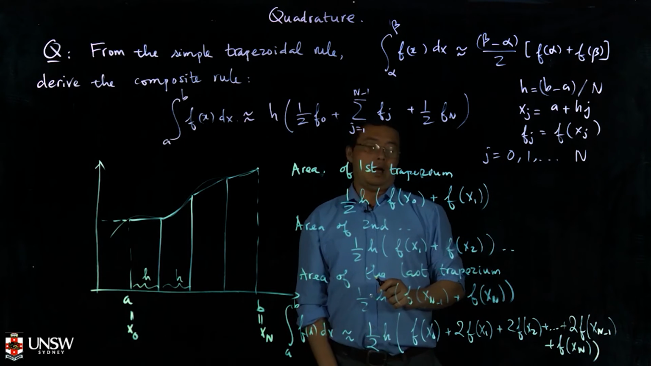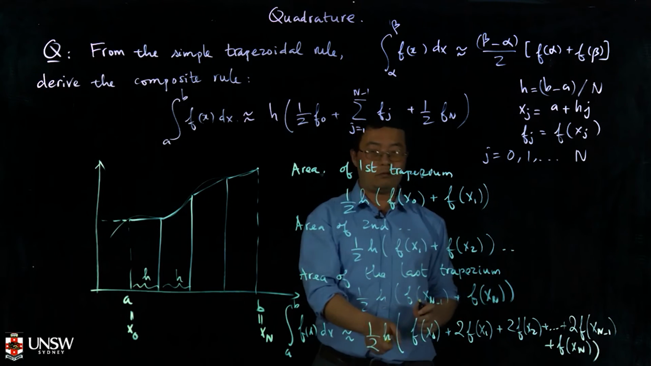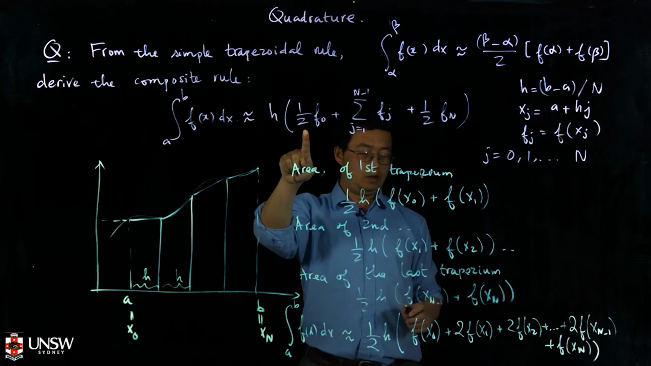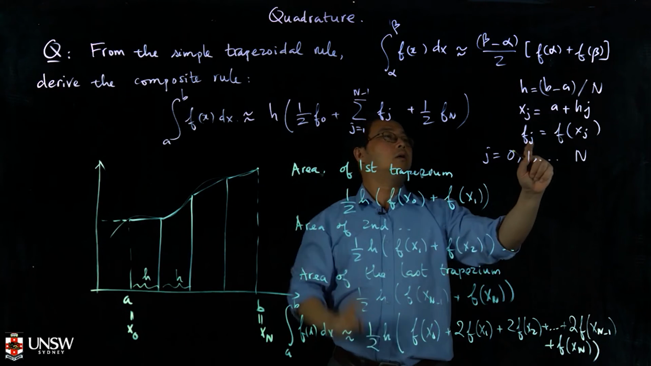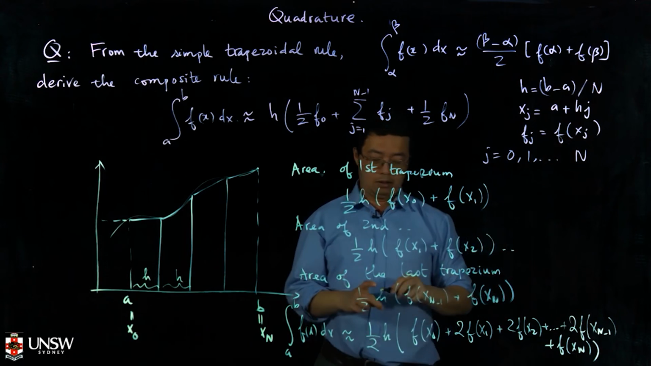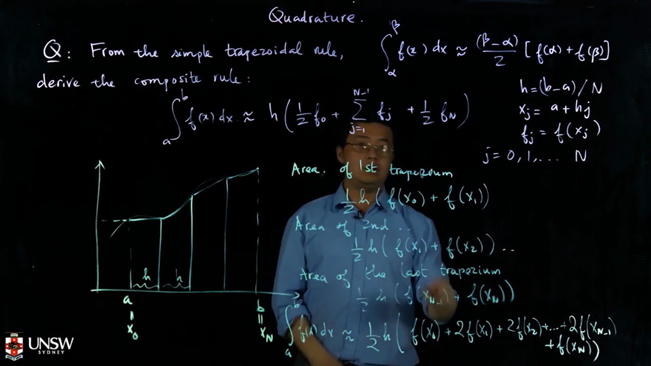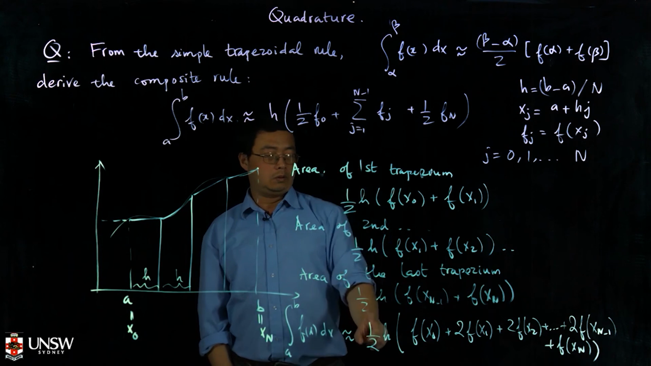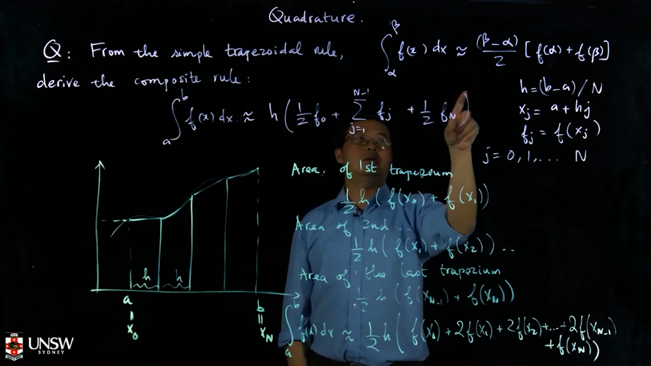Okay, and when you rewrite this formula, it will give you exactly this formula. Remember f_j is f at x_j. So this formula is identical to this formula, when you take the 1/2 inside, then you get this formula.